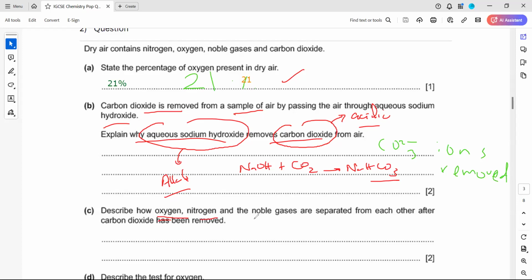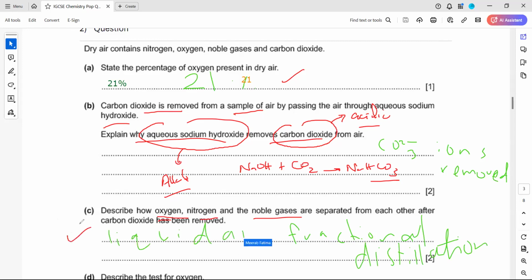Describe how oxygen, nitrogen, and the noble gases are separated from each other after carbon dioxide has been removed. So which method is used to separate? Fractional distillation. Yeah, that's right. But which substance do we carry out fractional distillation on? That's good. Liquid air. So don't forget to mention liquid air, because air is a mixture of gases, first we liquefy it and then we carry out the fractional distillation. So one mark is for fractional distillation and the second mark is for the liquid air.